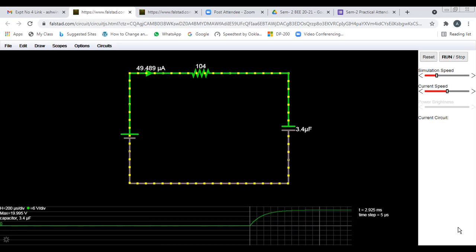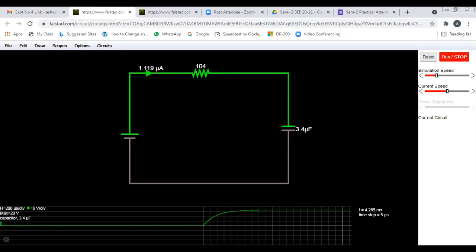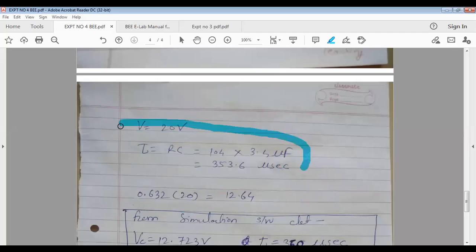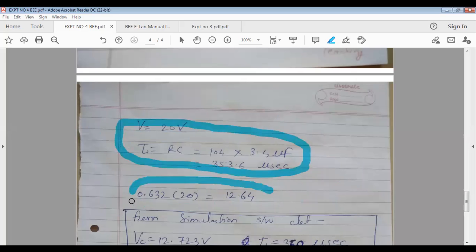Are you getting the same behavior here? Yes, ma'am. Voltage across capacitor, right? Proper graph we got. So I am going to stop this so that we can check the value. What you have to check here: when the time constant, that is the time, is 353 microsecond, voltage must be how much? 12.64. Correct. VC should be 12.64. Means 353 and 12.64, these two values you will cross check here.